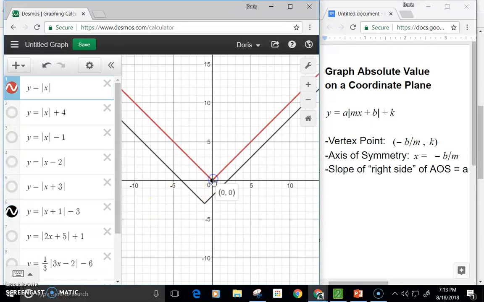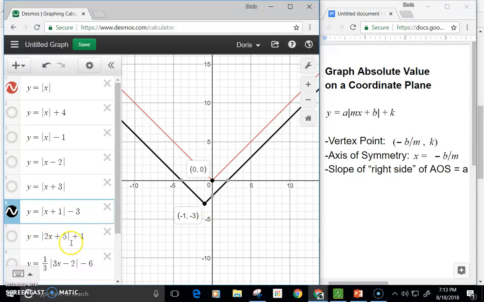Remember, our original vertex point was at 0, 0. We said this should push it down 3 and pull it back 1. So if I count down 3, 1, 2, 3, and back to the left 1, I do find my vertex point is, in fact, at -1, -3. So it is where I expected it to be. Otherwise, the slopes look the same. The axis of symmetry has pulled back by 1, so it's the vertical line where x equals -1.